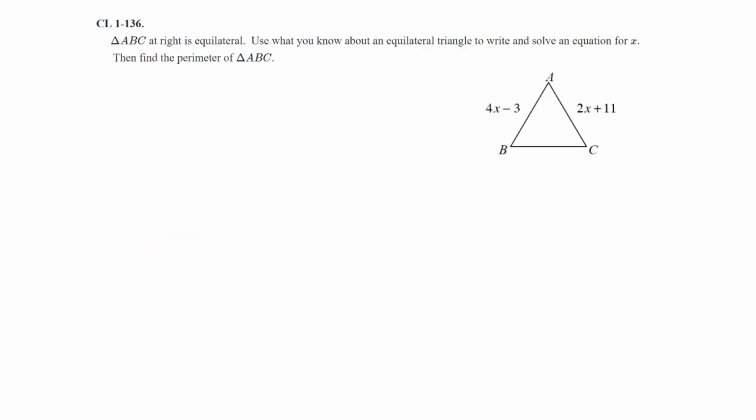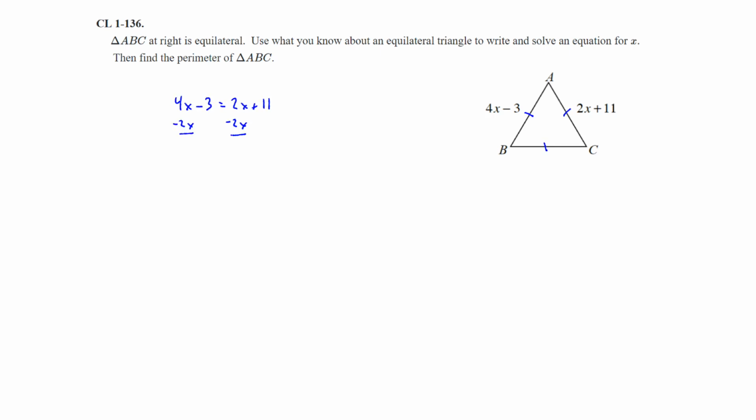In the last question, question 136, triangle ABC at right is equilateral. Use what you know about an equilateral triangle to write and solve an equation for x. If we know it's equilateral, then we know all the side lengths are equivalent. And so if that is the case, then 4x minus 3 should be equivalent to 2x plus 11. And we can solve this equation for x.